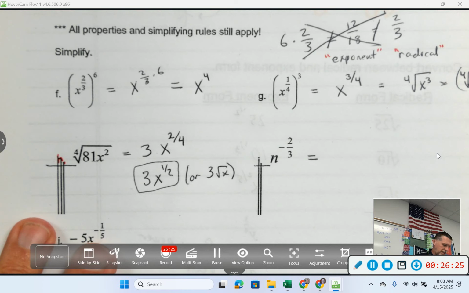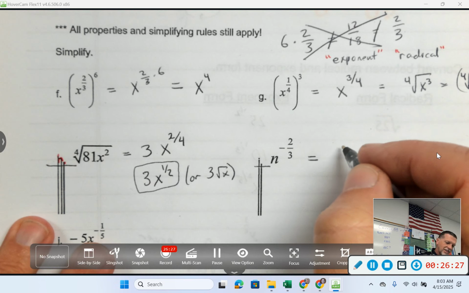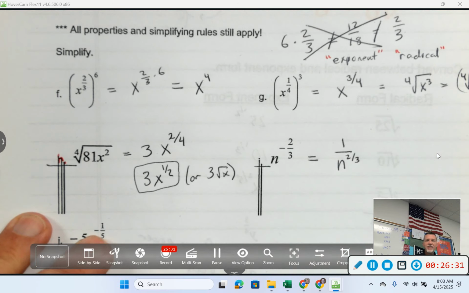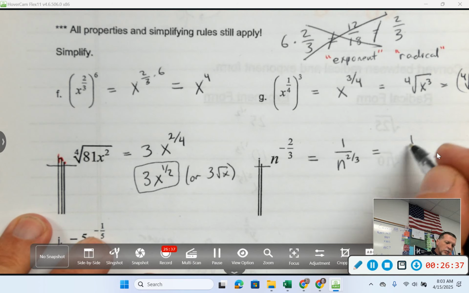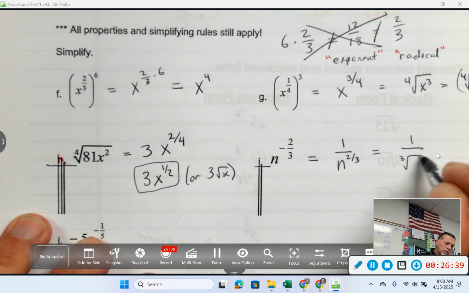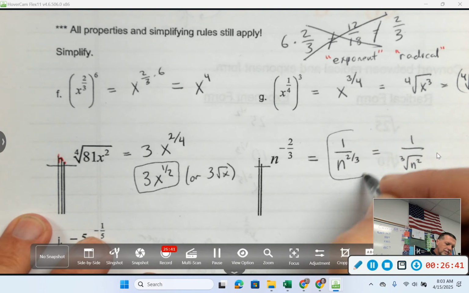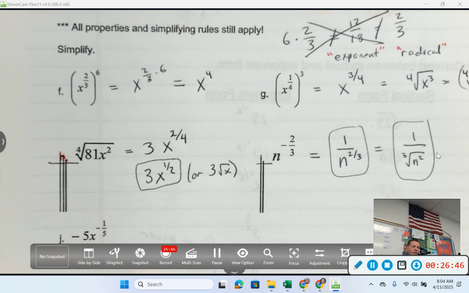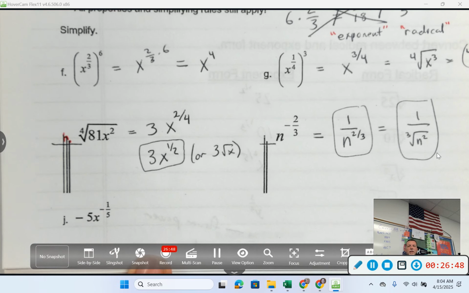What do we do with n to the negative 2/3? Flip it, and then I guess we're done. You could write it the other way, the cube root of n squared, but there's really no reason to write it that way unless it specifies to give your answer in radical form.